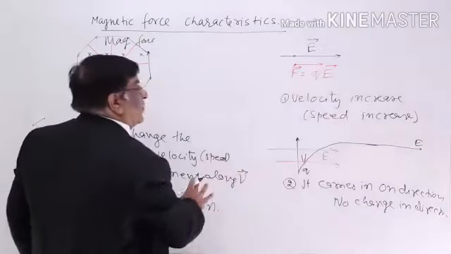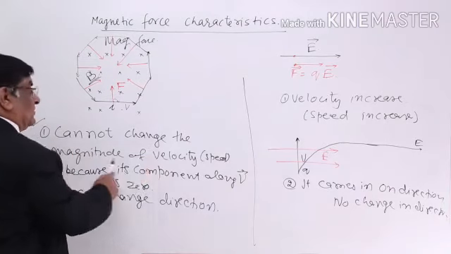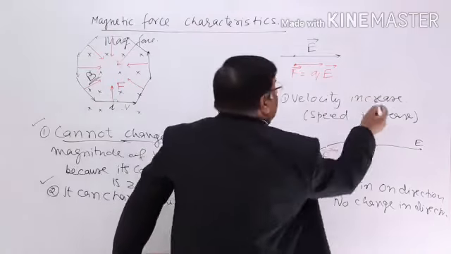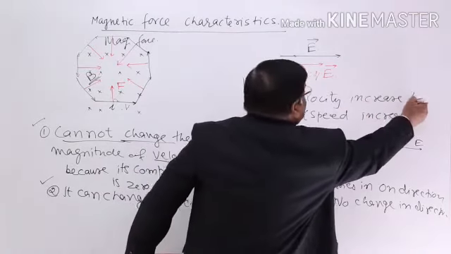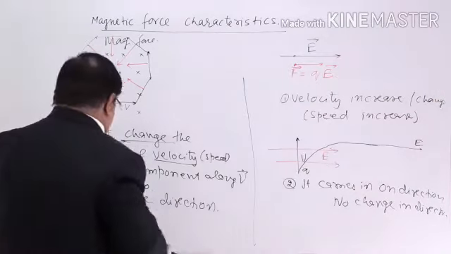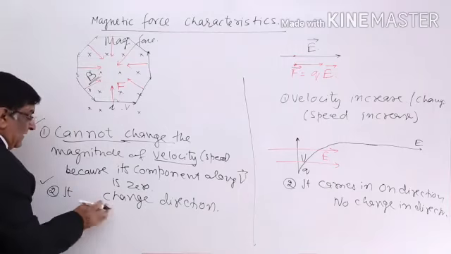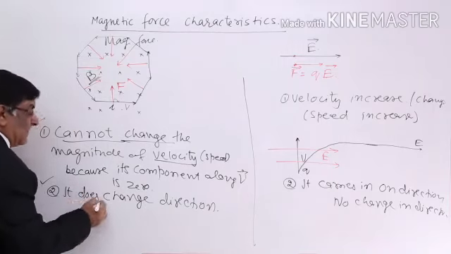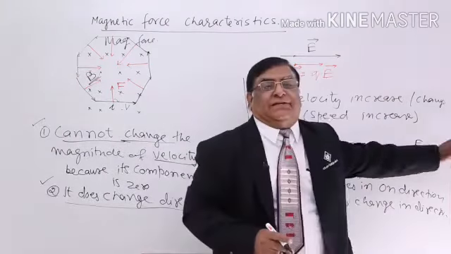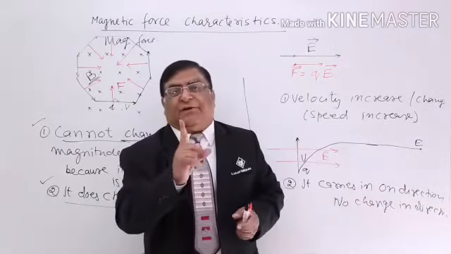So, these are two contradictory things, and you must remember this. The magnetic field cannot change the magnitude of velocity, while the electric field can increase or decrease velocity. Then the magnetic field can change direction. It does change; it keeps on changing direction. The electric field makes the direction constant. This is the difference between the two, and you must remember these two differences.